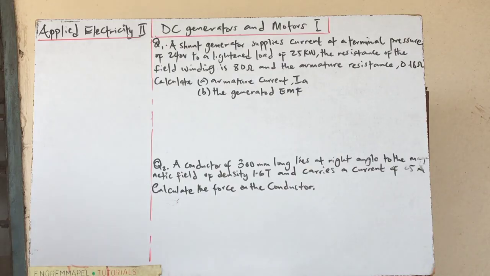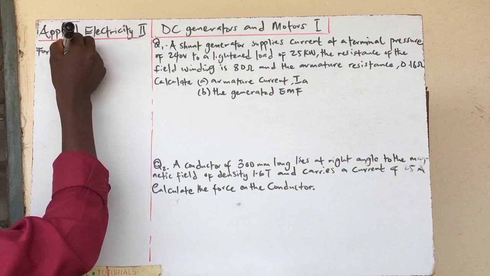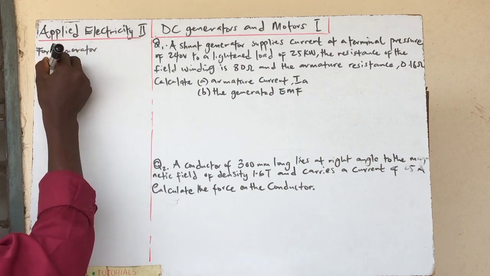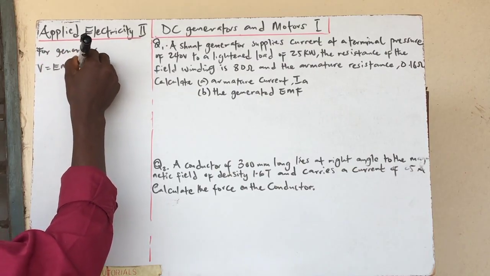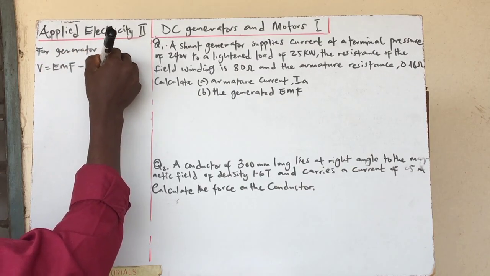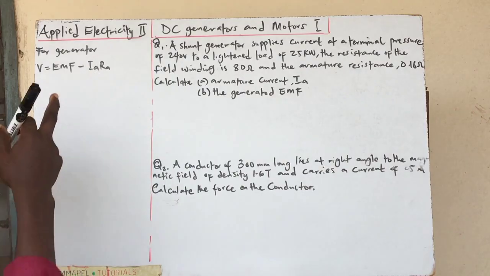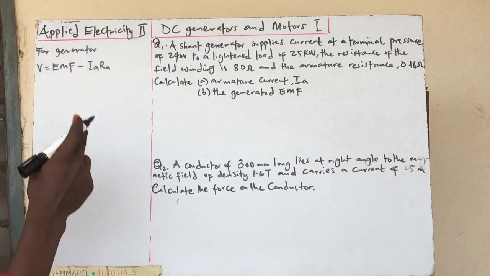Firstly, for a generator, our voltage V is always equal to the EMF minus IA RA. Now, what is IA? IA is the armature current. They call it armature current. Then RA is the armature resistance. So that's for the generator.